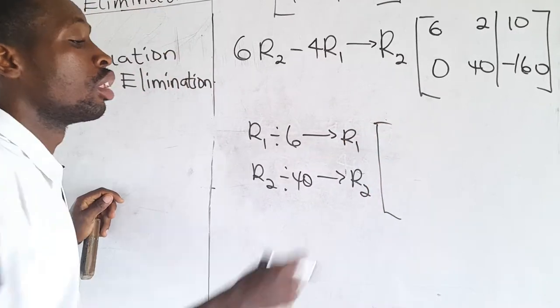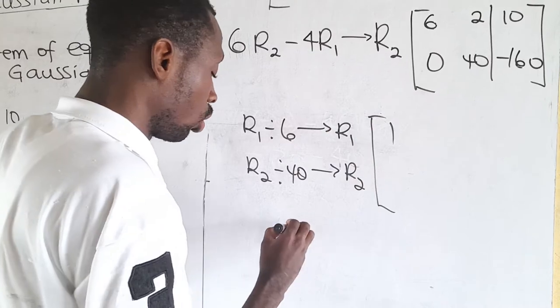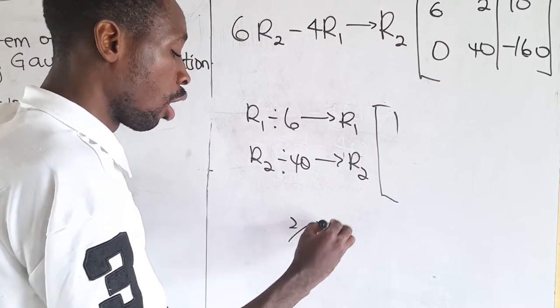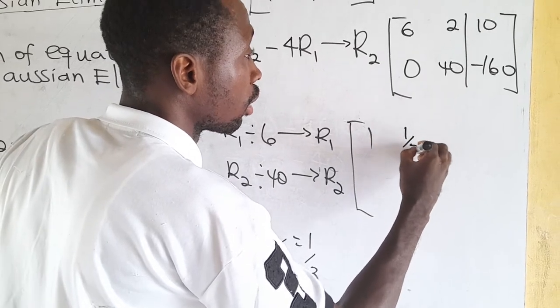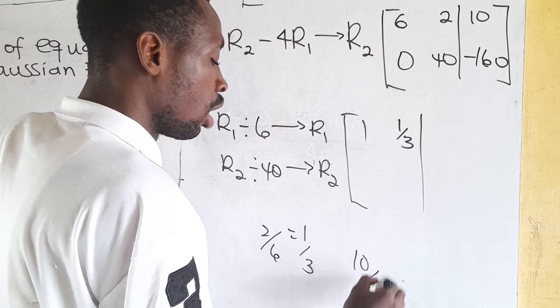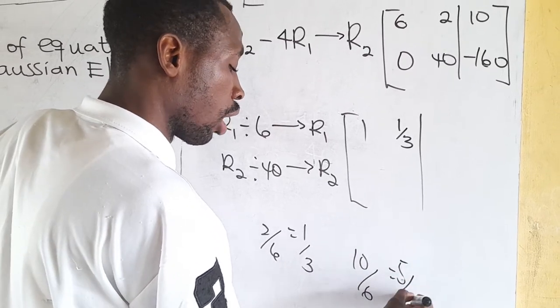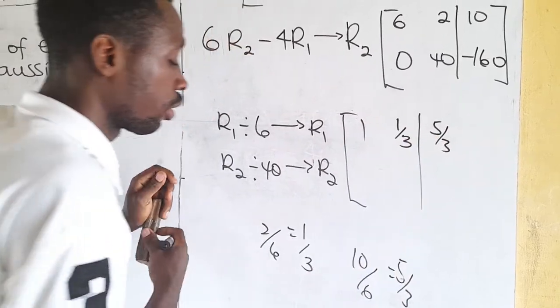So what do we have? The first one, 6 divided by 6 will be 1. 2 divided by 6, that will be 1 over 3. So we write our 1 third. Then 10 divided by 6, that will be 5 out of 3. 2 there, 5, 2 here, 3. So 5 out of 3.